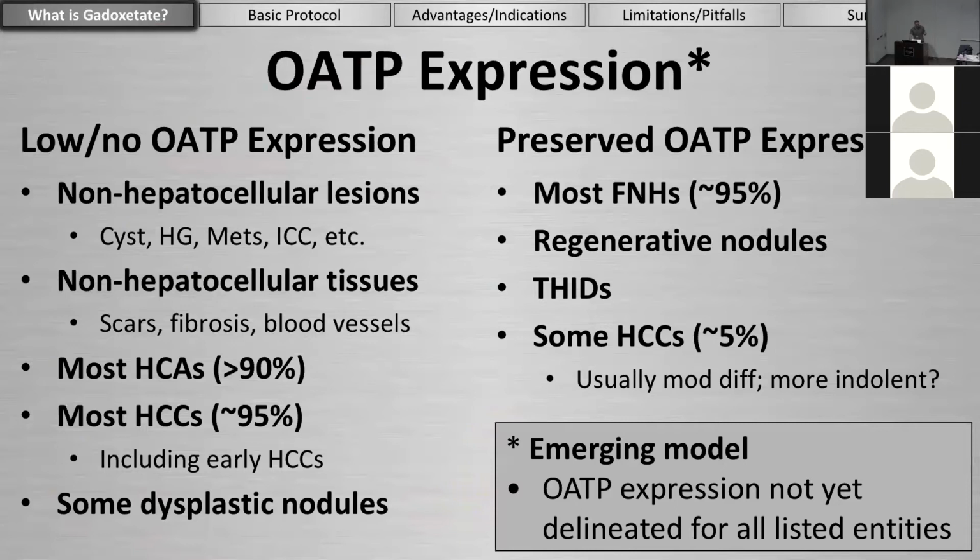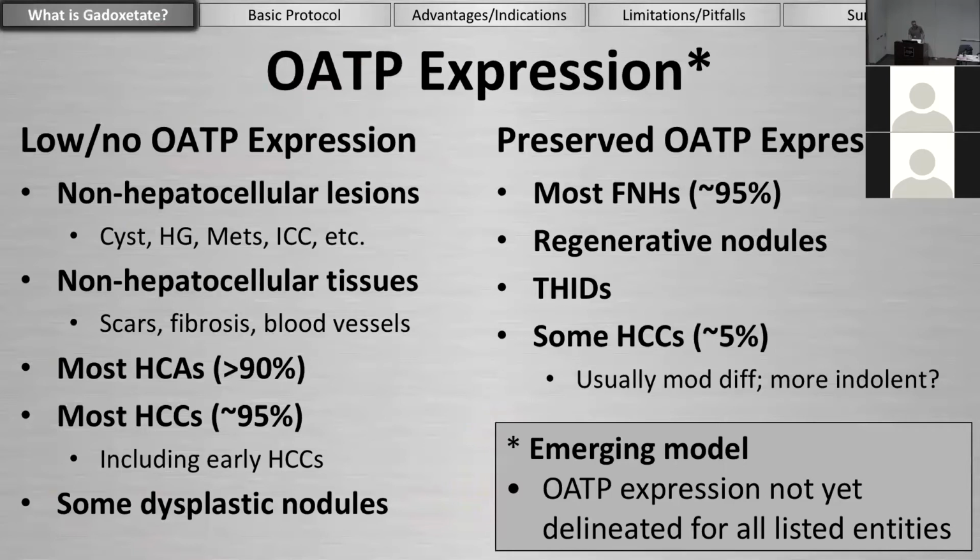So things that are not made of hepatocytes, for example, cysts, hemangiomas, metastases to the liver from other organs, intrahepatic cholangiocarcinomas, these are not made of hepatocytes. These have low or no OATP expression. Similarly, non-hepatocellular tissues like scars, fibrosis, the blood inside a blood vessel, those are not made of hepatocytes. Those also have low or no OATP expression.